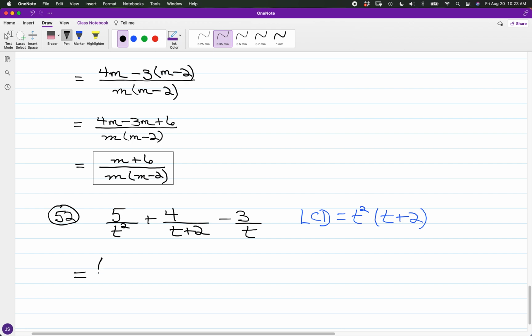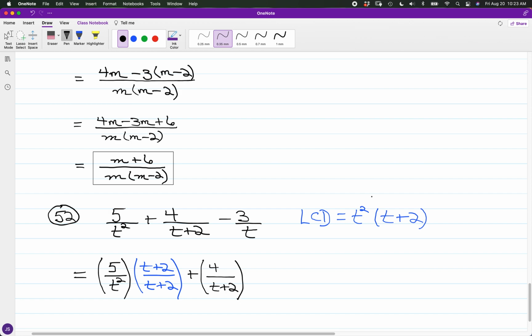And adjusting the fractions, so 5 over t squared, this has all of t squared, it now needs t plus 2. But what we have next, we have 4 over t plus 2. Okay, now that one has the t plus 2 portion, and it needs t squared.